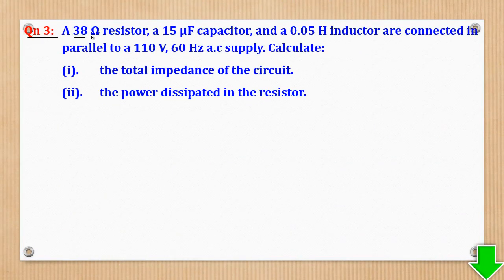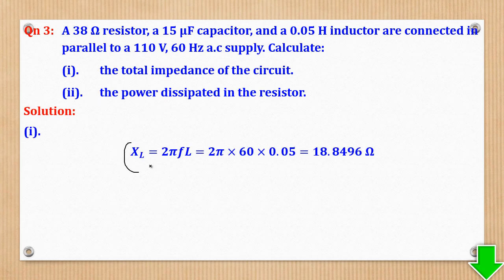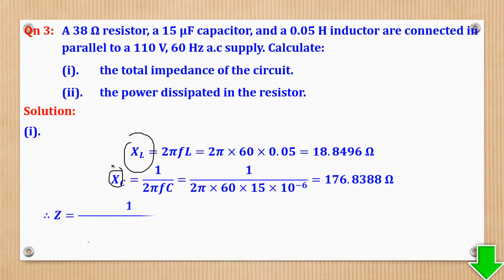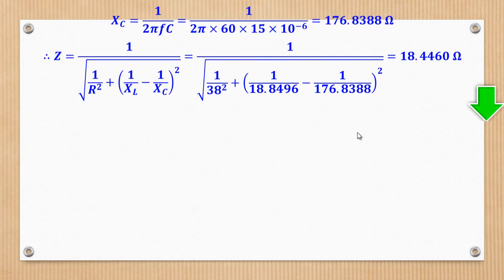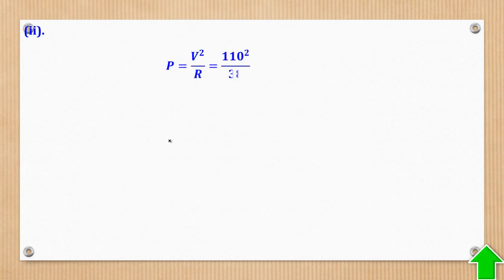So question 3 says a 38 ohm resistor, a 15 microfarad capacitor, and a 0.05 Henry inductor are connected in parallel to a 110 volt 60 Hz AC supply. Calculate Roman 1, the total impedance of the circuit, and Roman 2, the power dissipated in the resistor. So one, we need to get the inductive reactance, capacitive reactance, and then the impedance. Quote the formula, substitute, and get the answer they want. Then for power dissipated, we use V squared over R.